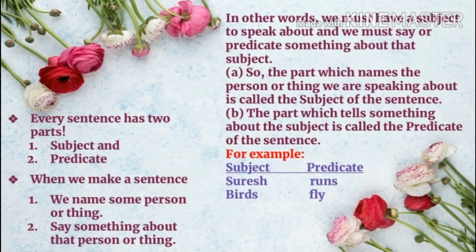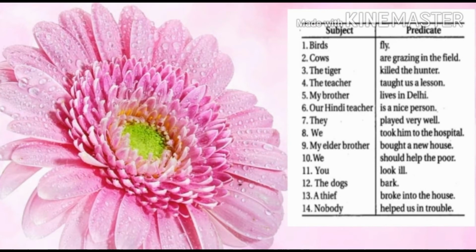Similarly, birds fly. Birds is the subject of the sentence. Fly is the action done by the subject. So, it is a predicate of the sentence. Look at the additional examples given on sentences that are divided into 2 parts as subject and predicate. Examples as follows. Birds fly. Cows are grazing in the field. The tiger killed the hunter. The teacher taught us a lesson.